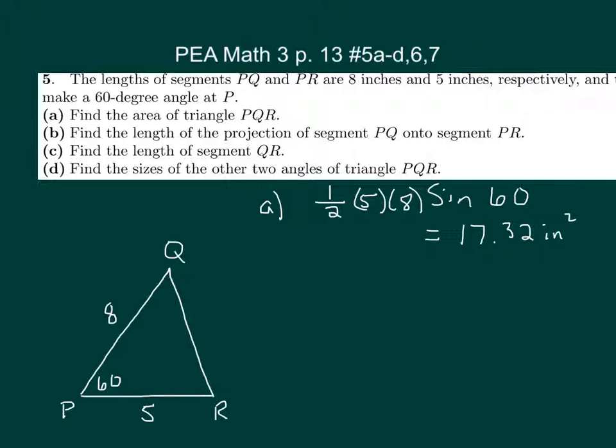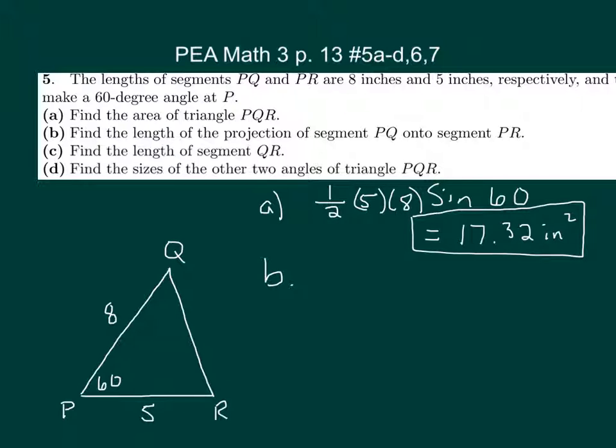Perfect. Okay. So if you don't remember how to do that, you could have found the height, which we're going to have to find in a second anyways. So we could have found a height and then just use base times height divided by 2. Okay, B. Find the length of a projection of PQ onto PR.